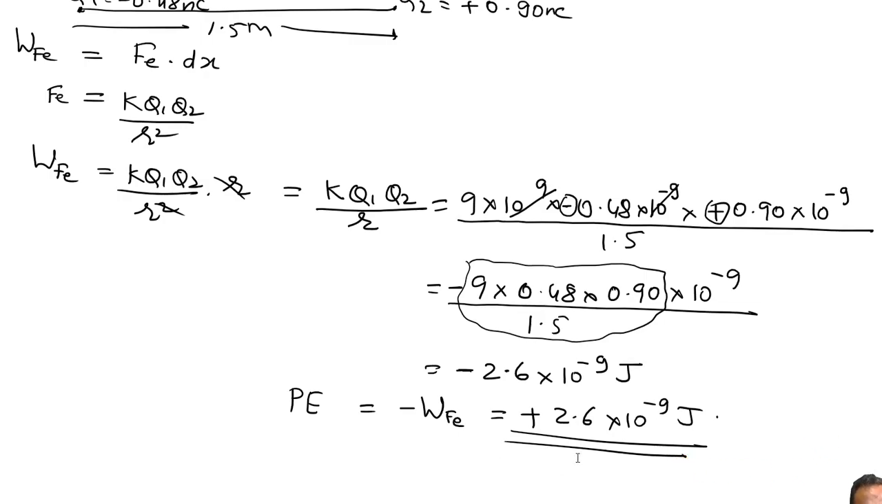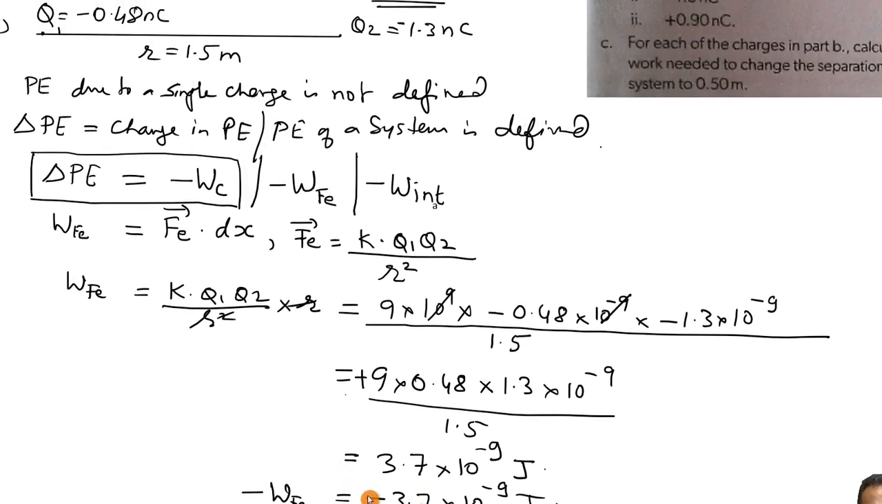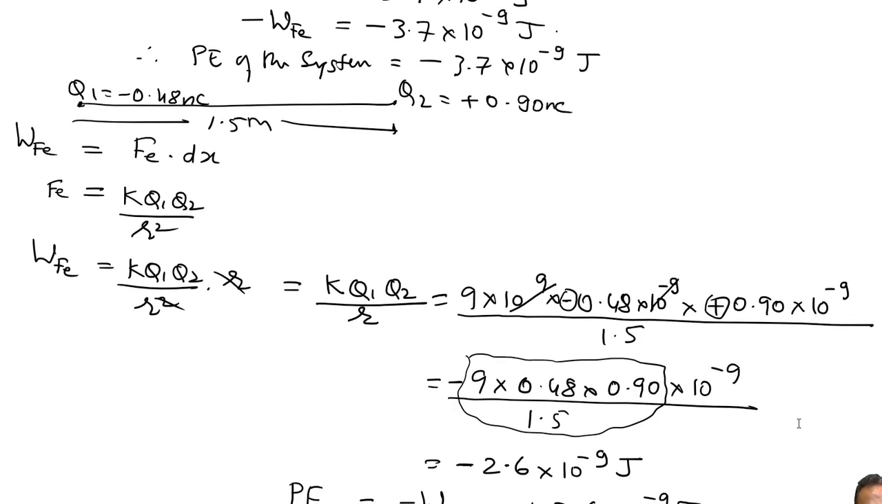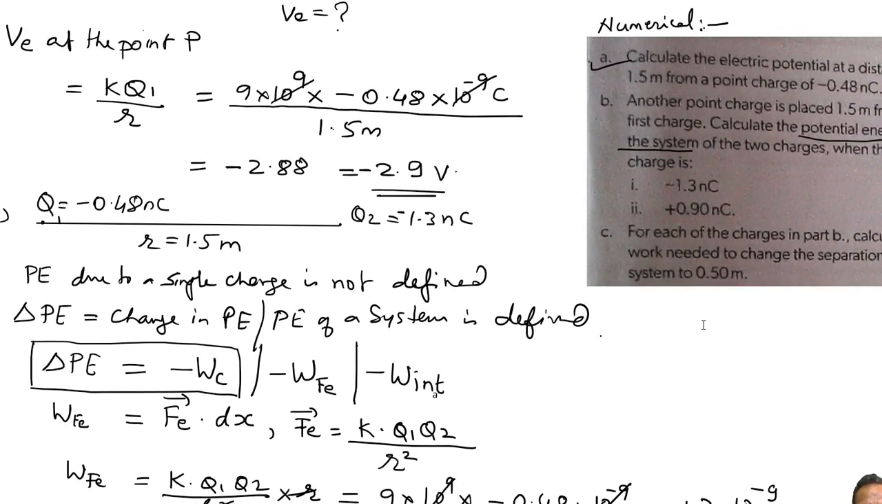Got it? So B part of the questions, for the first part, B1, we got the answer as minus 3.7 into 10 raised to minus 9 joule, and for B2 we got the answer as plus 2.6 into 10 raised to minus 9 joule. Now having done that, you have one more part of this question, that is C. So B is done. C, for each of the charges in part B, that is these two, 1 and 2, calculate the work needed to change the separation of the system to 0.50 meter.